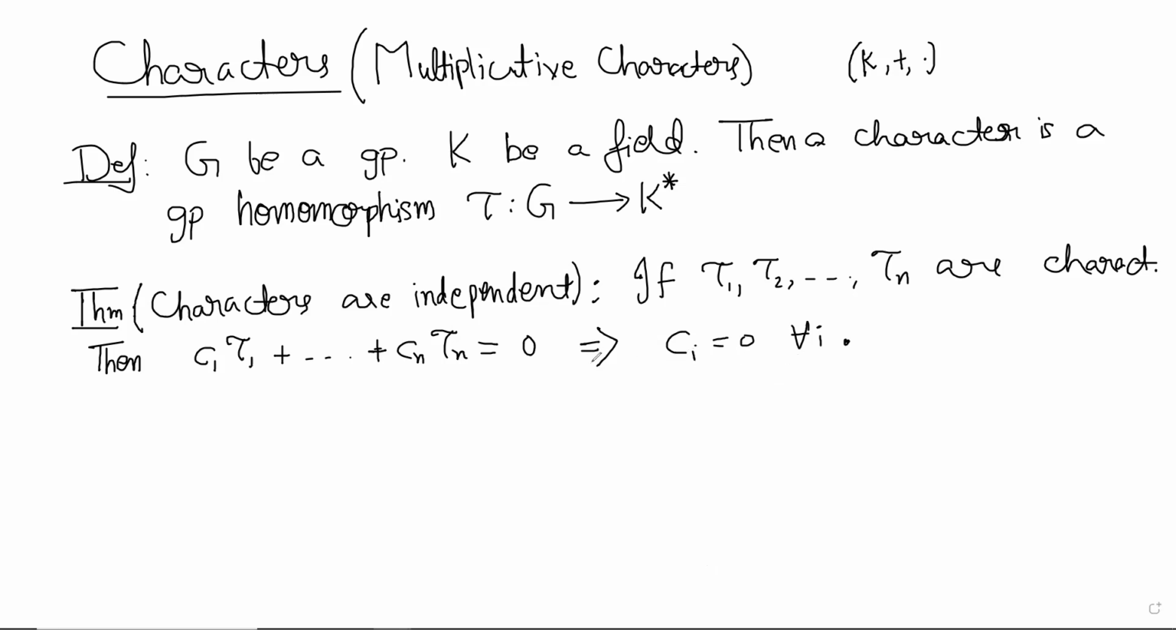Anyway, characters are independent. We want to prove this. We can just prove this anyhow, right? You just assume this and try to prove that the Ci are zero. So let's prove it now quickly. The proof: assume that this is zero, and assume that this is minimal.